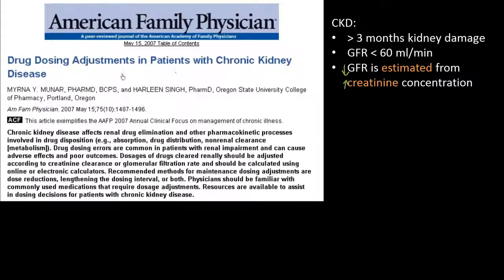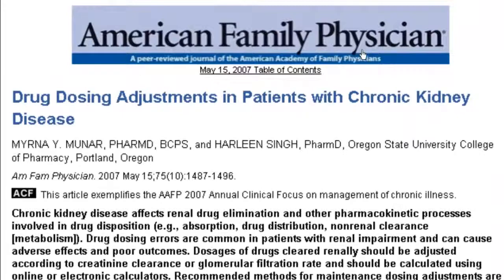So, just looking at this paper, this is from American Family Physician, a peer-reviewed journal of the American Academy of Family Physicians. And it says, drug dosing adjustments in patients with chronic kidney disease. So here, let's just read through the abstract. Chronic kidney disease affects renal drug elimination and other pharmacokinetic processes involved in drug disposition. Drug disposition is a term you should know. It's really just referring to the ADME of pharmacokinetics: absorption, distribution, metabolism and elimination.